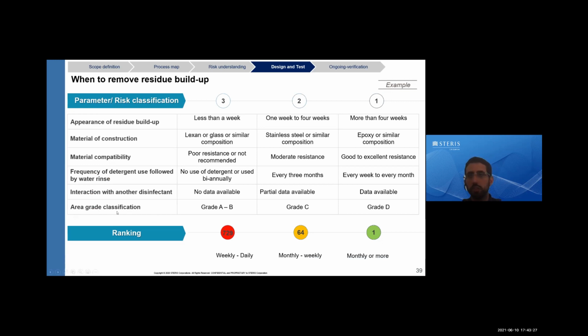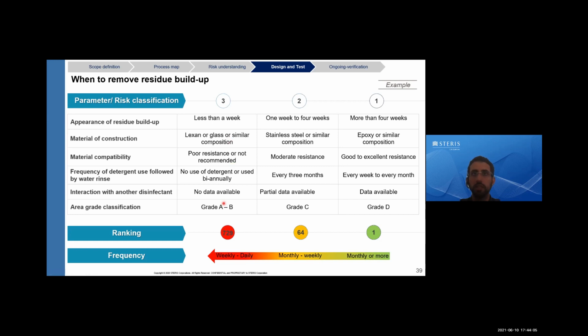Why area classification? Because for grade A and B, there is a more frequent use of disinfecting agent, etc. So there is more need for frequent cleaning and disinfection with a rinse principle. So this is why the area classification is introduced here. We look at that, and the goal is to say that the minimum will be based on the visual inspection. So more than 4 weeks, for example, this will be the minimum. And for example, if the appearance of the residue is less than a week, we put here between weekly and daily. Why weekly and daily?